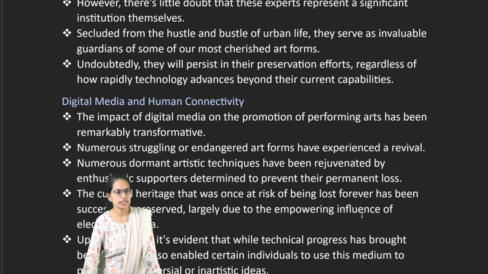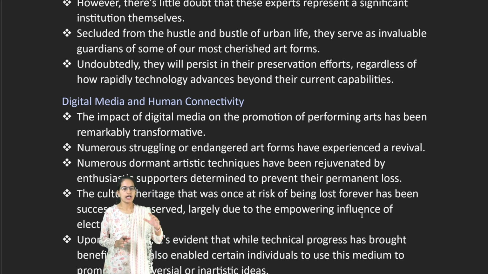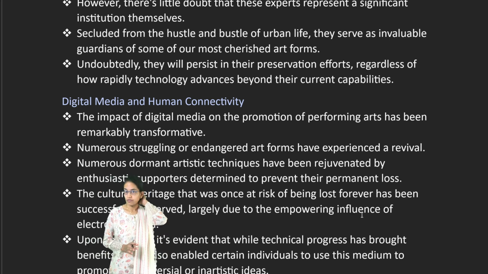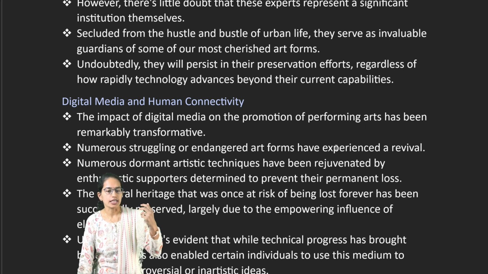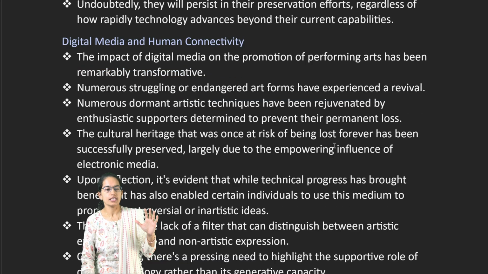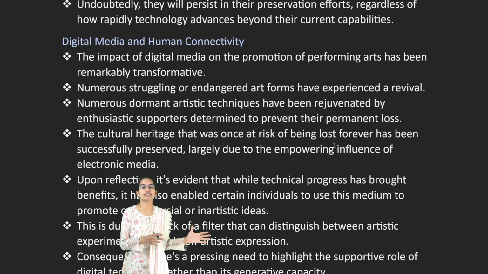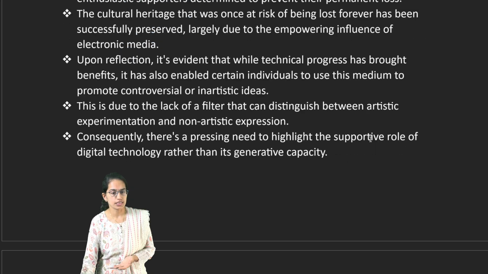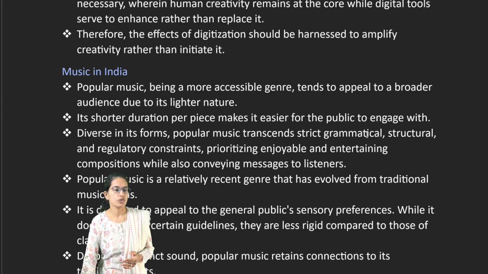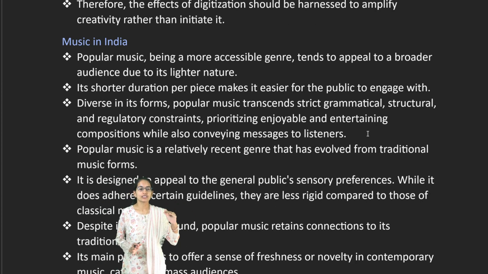The next is digital media. Now digital media has been going a long way to promote the existing content digitally and bring in connectivity. So for this, the artistic experiments as well as the non-artistic expressions are required to bring the presence digitally in the given world. The next is the concept of music.